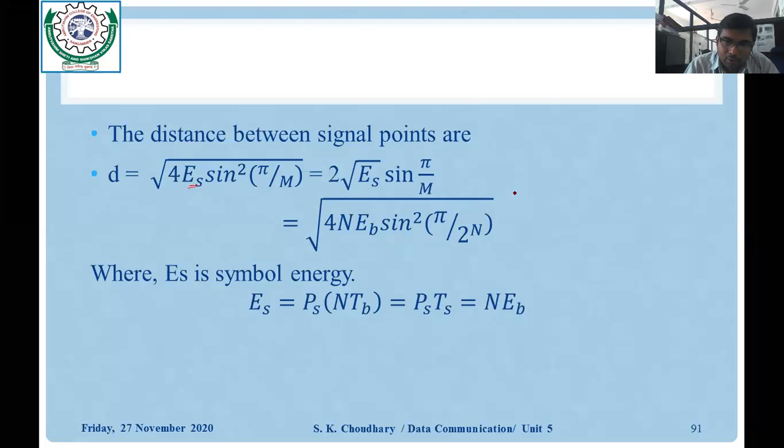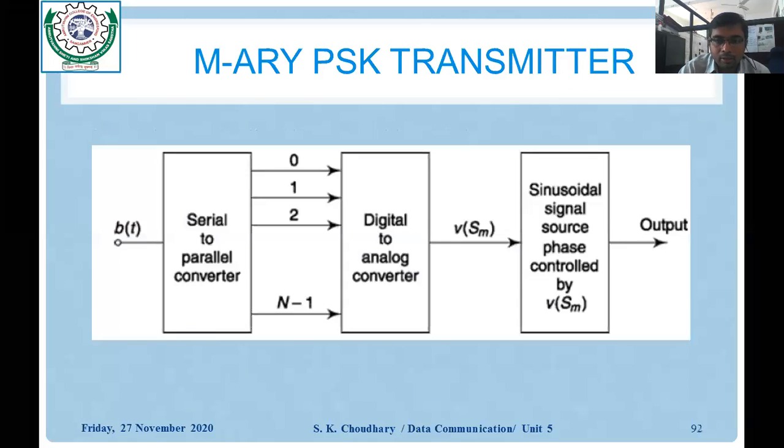Okay. So this is also a very important formula, equation number 9, where you can see the symbol energy is ES. It can be written in terms of bit energy, that is EB. So PS into TS, where TS is N TB, would become N EB. This is also a very important relationship between the symbol energy and the bit energy. So EB is the energy associated with one bit.